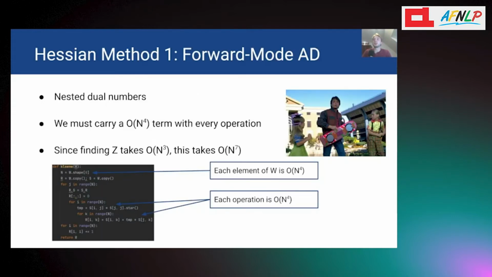The first method is using forward mode automatic differentiation. In this method, each element of our matrix is a nested dual number, and so is the size of the Hessian, which is n to the 4 in our case. Each operation of the algorithm must be adapted to this n to the 4 element, and so each operation costs big O of n to the 4 time. Since we have n cubed operations, we have a total runtime of n to the 7, which is far too slow for any reasonably sized WFSM.